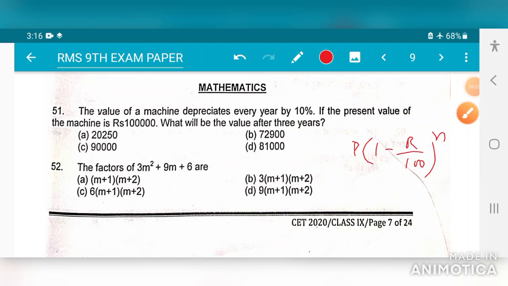Today we have discussed the solutions of the RMS class 9 paper, for which the exam was held on 19th September 2021. Okay, let's start.